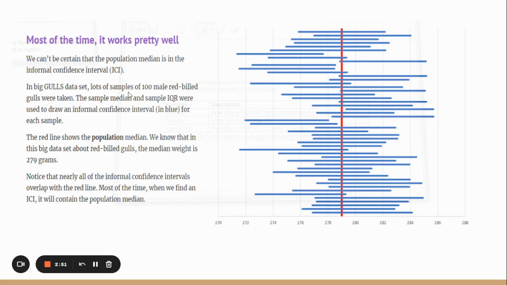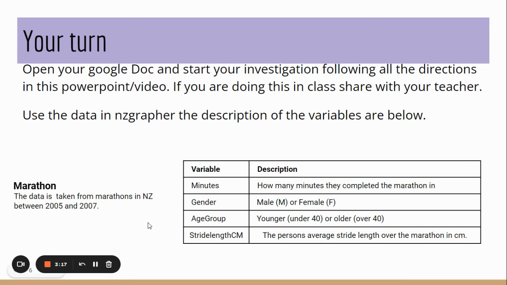In this particular data set on gulls, somebody did 100 different samples and put them on a piece of paper. And you can see that if this was the actual median, all right? So this one included it, and this one, and this one, and this one, but this one didn't include it. So we can't be absolutely sure. We can just be pretty sure that most of them do include the actual median. Okay, so your turn to interpret now the graph you drew before and write those two sentences.